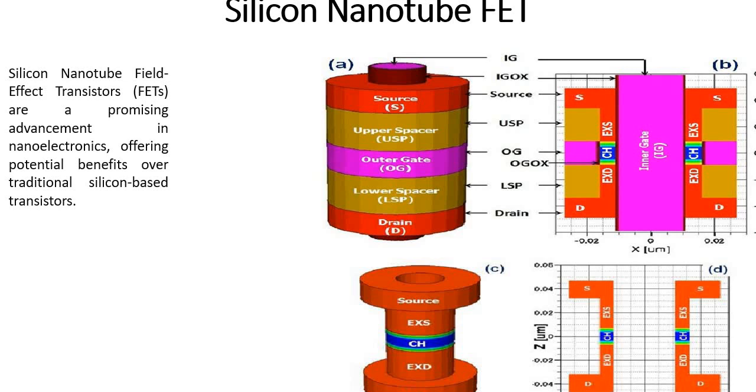So in the figure, you can see how we place the silicon nanotube and the inner gate inside the nanotube. There are two gates. One is the outer gate, which is outside the nanotube, and one is the inner gate, which is inside the nanotube. We have also used spacers to minimize the fringing effects, and we have also used different contacts so that we can easily create the inner gate and outer gate contacts.